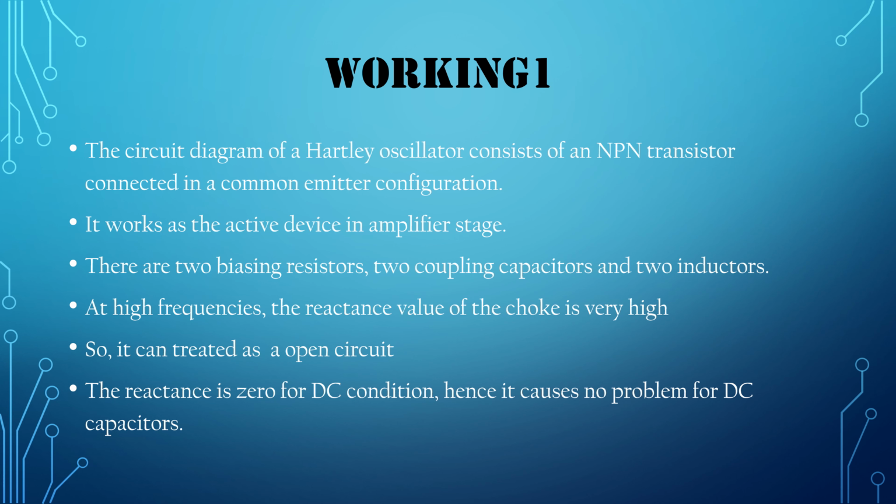Let's move on to the working of the Hartley oscillator. The circuit diagram of a Hartley oscillator consists of an NPN transistor connected in a common emitter configuration. This is the main active device in the amplifier stage. As you can see, there are two biasing resistors, two coupling capacitors, and two inductors. At high frequencies, the reactance value of the choke is very high, so it can be treated as an open circuit. The reactance is zero for DC condition, hence it causes no problem for DC.